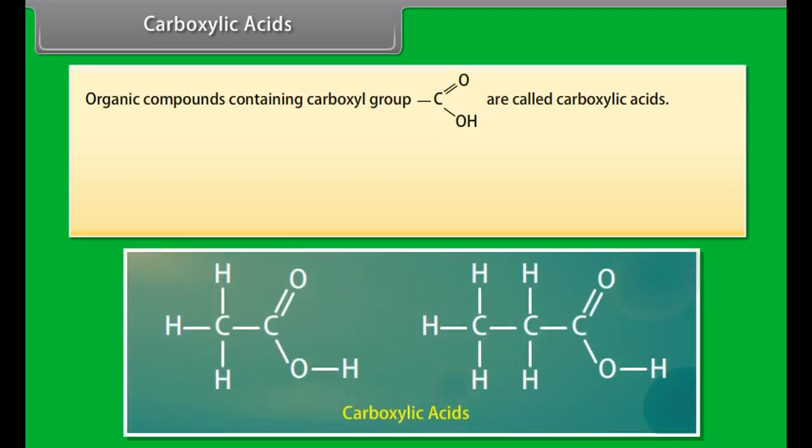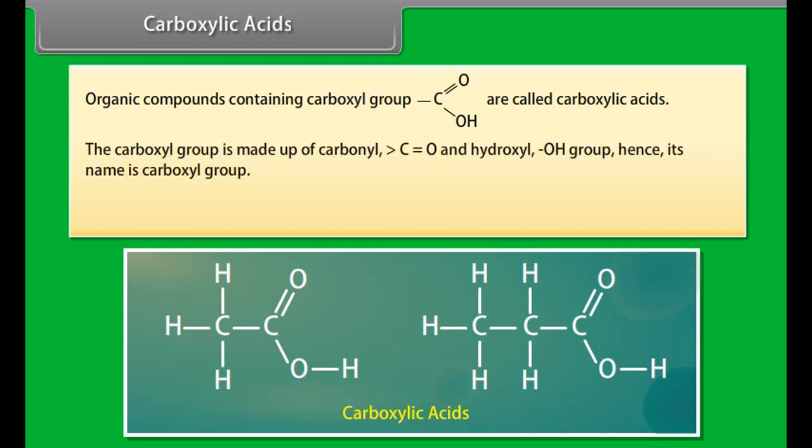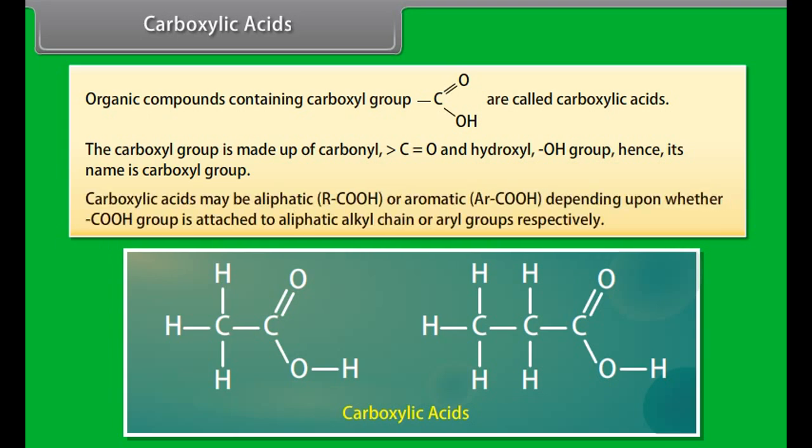Carboxylic acids. Organic compounds containing the carboxyl group are called carboxylic acids. The carboxyl group is made up of carbonyl and hydroxyl groups, hence its name is carboxyl group. Carboxylic acids may be aliphatic or aromatic depending upon whether the carboxyl group is attached to an aliphatic alkyl chain or aryl groups respectively.